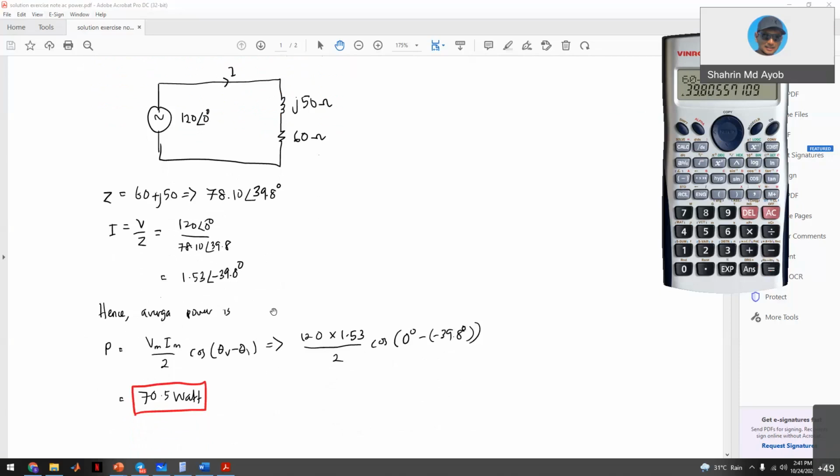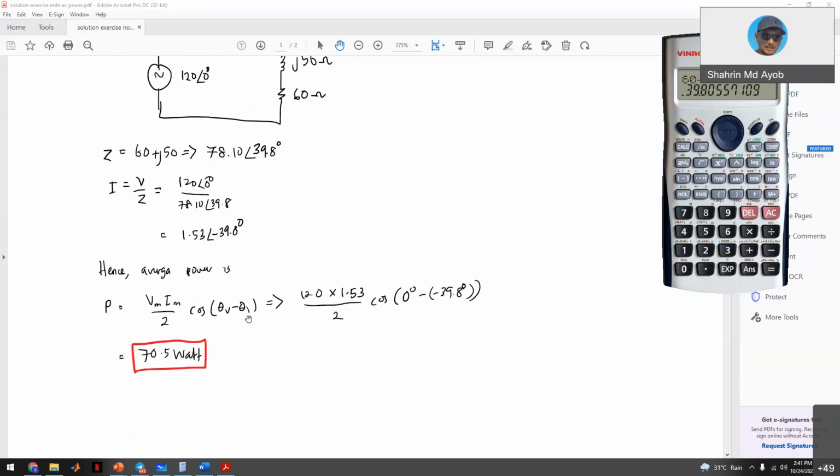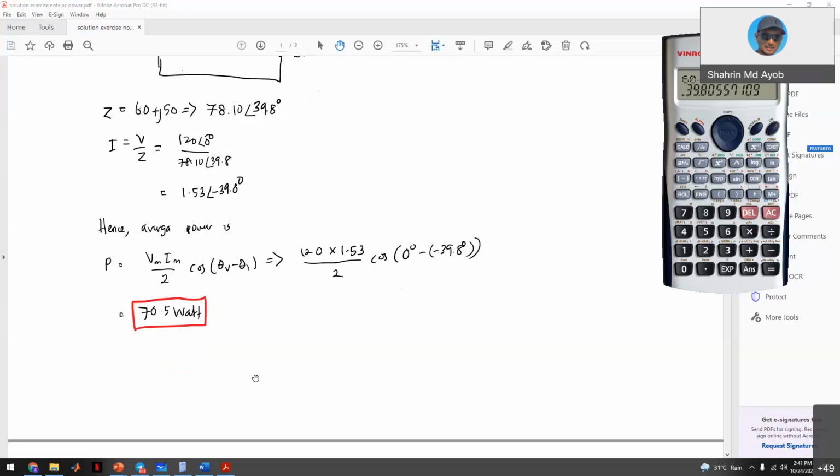So hence the average power is actually VmIm over 2 cos(θV − θI). Just use the magnitude, 120 multiplied with 1.53 over 2 cos with an angle difference. You will obtain the angle of the voltage is 0, while the angle of the current is negative 39.8, so θV − θI. Then you will obtain your power is equal to 70.5 watts. That is your average power.